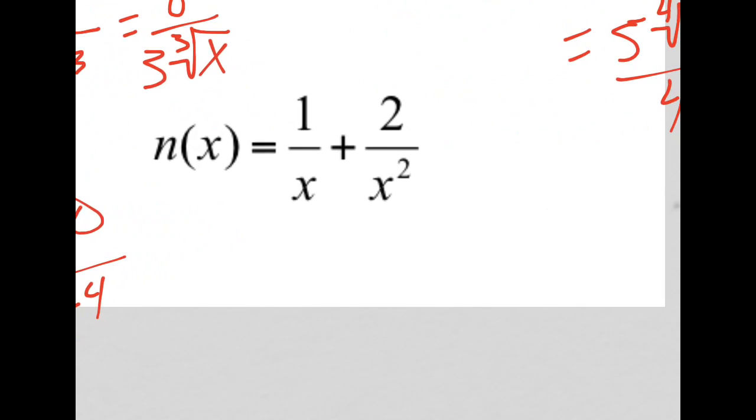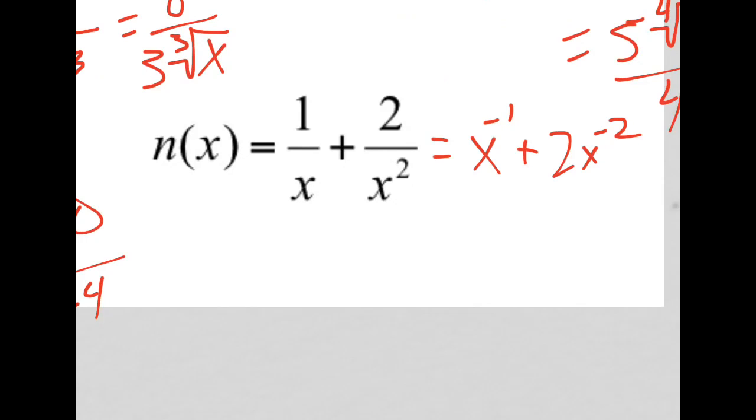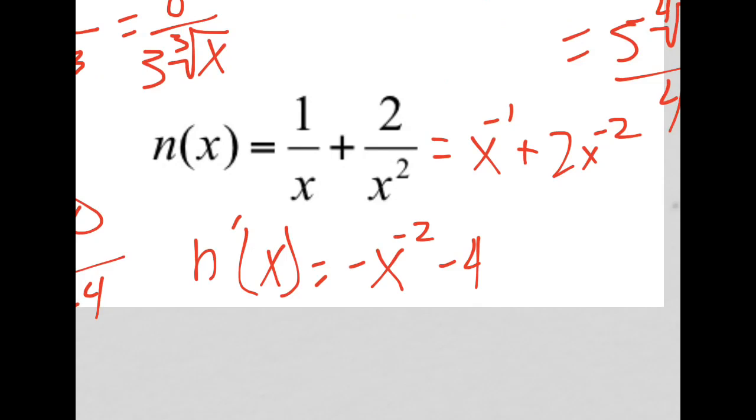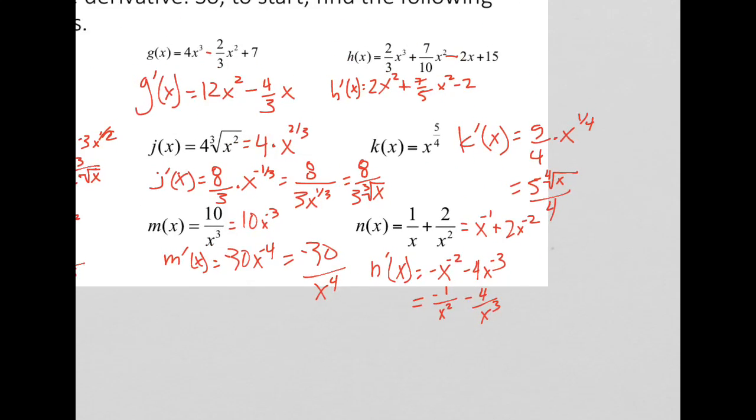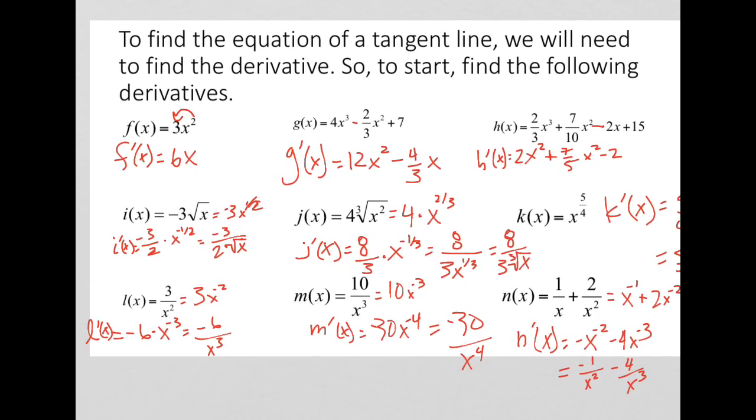And one last problem here. 1 over x plus 2 over x squared we'll write as x to the -1st plus 2x to the -2nd, so that when we take the power rule, we get n prime of x equals -x to the -2nd minus 4x to the -3rd, which we will rewrite as -1 over x squared minus 4 over x cubed. And those are all of our derivatives right there. Bunch of good practice problems.